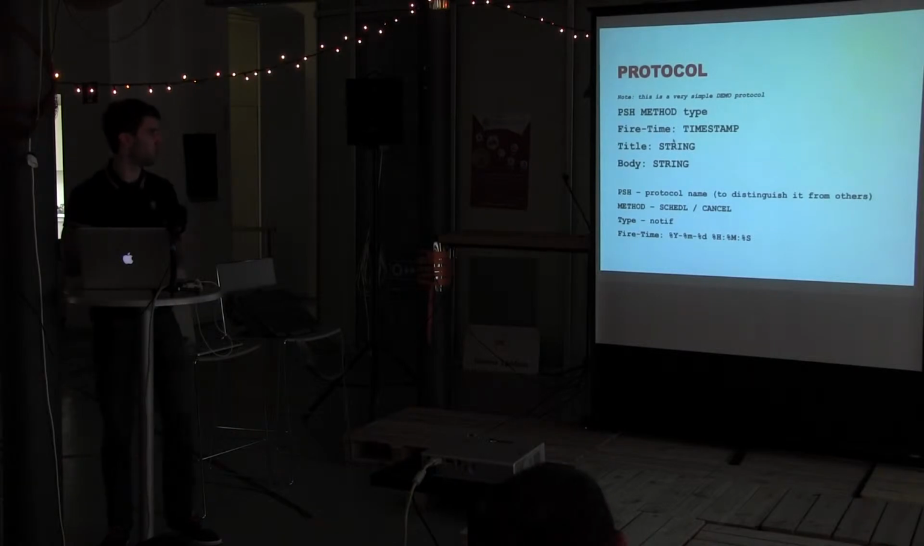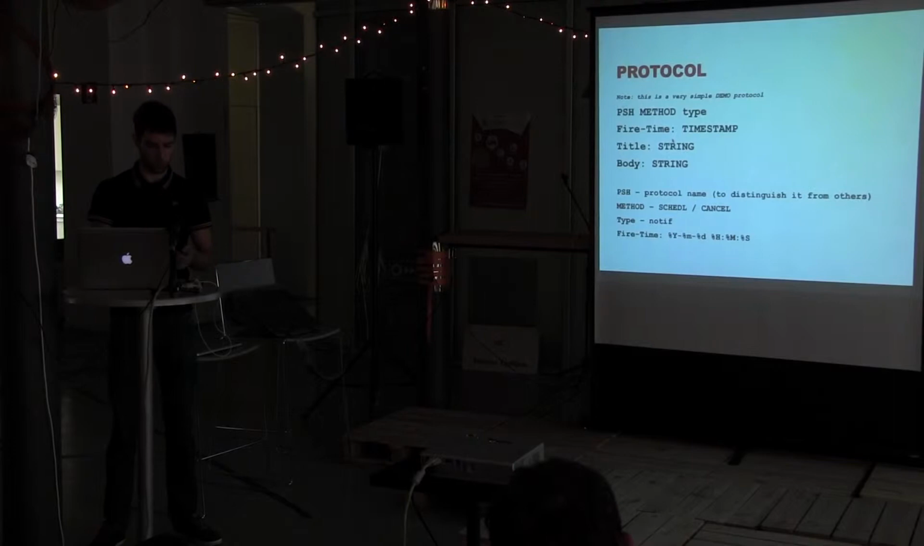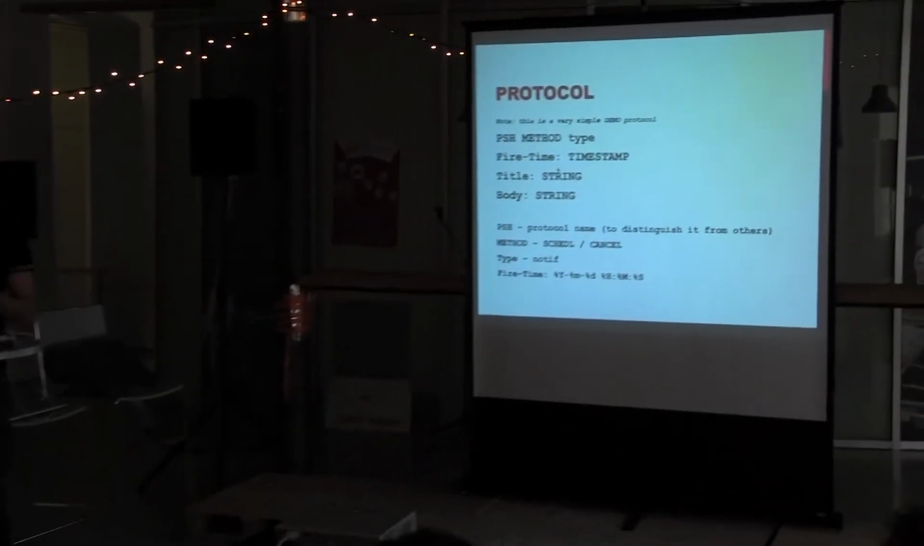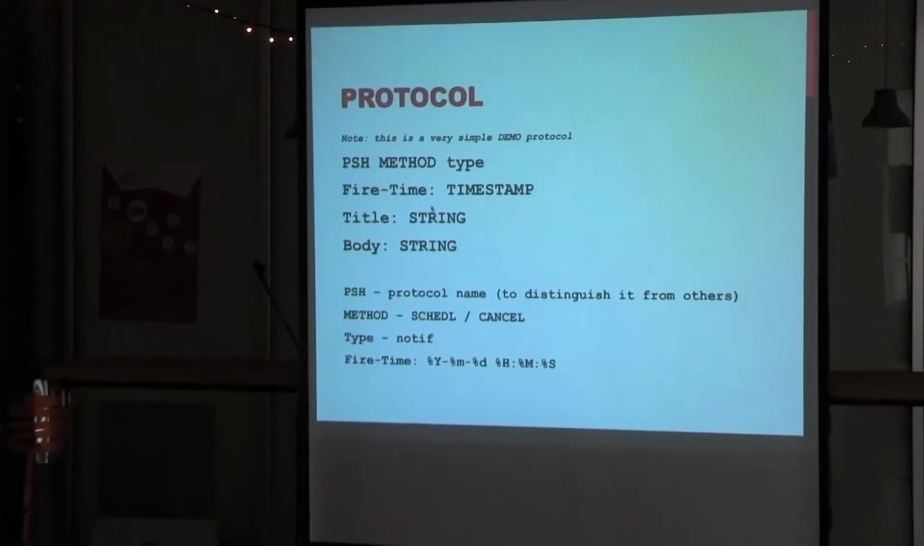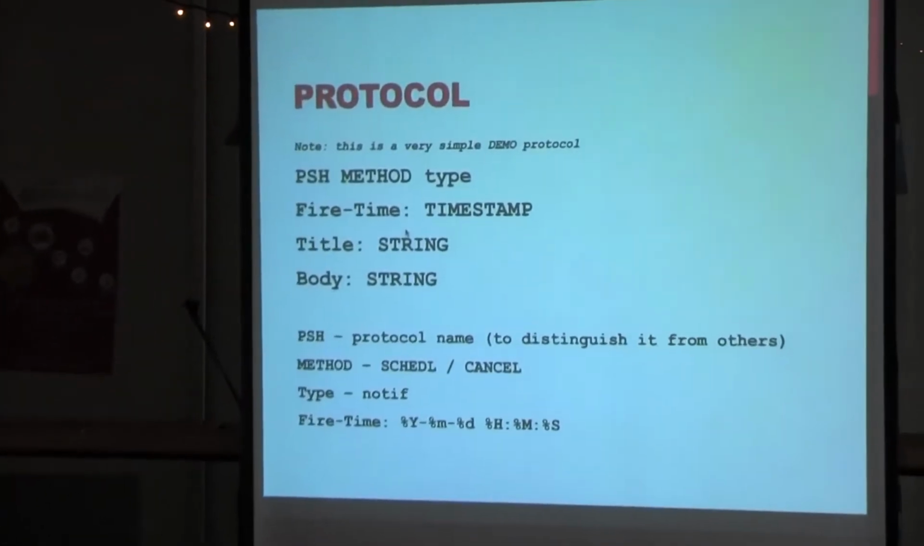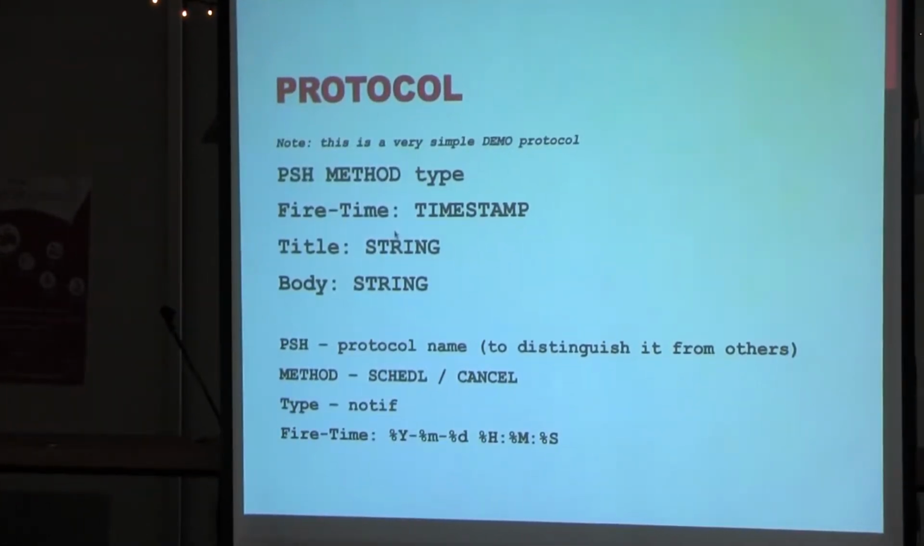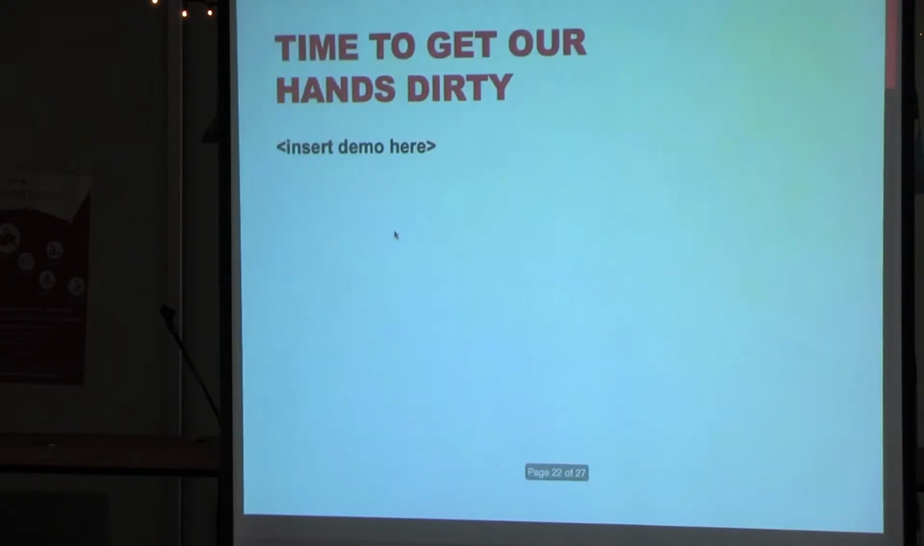It's a very simple protocol that will be used only for demonstration purposes. So the first 3 letters will identify our protocol, so if we have anything else on the socket, we will know where to dispatch it. And then the method can be used to schedule or cancel a notification. The type will currently only be a notification. Then we have a fire time, the title string, and the body string. So that's it.